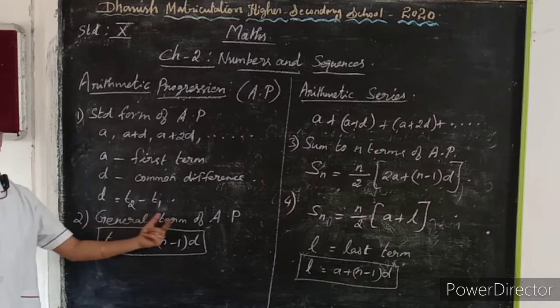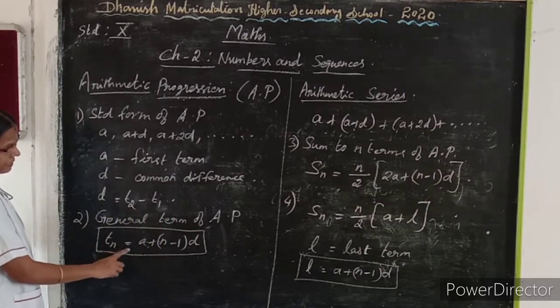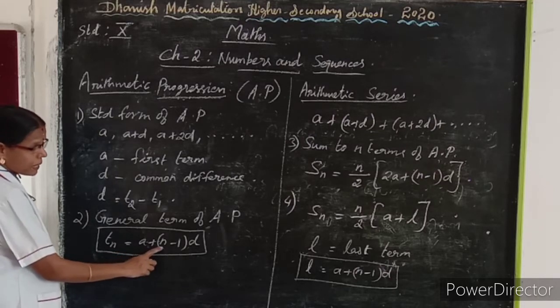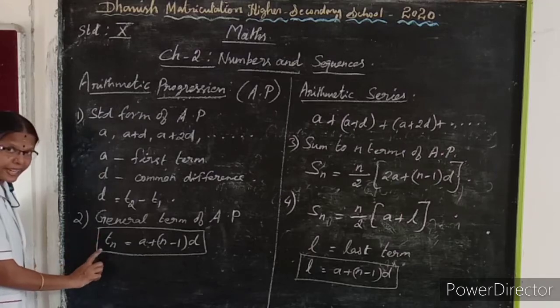The general term of an AP is Tn. Nth term formula: Tn is equal to a plus n minus 1 into d. This is the formula for finding the nth term.